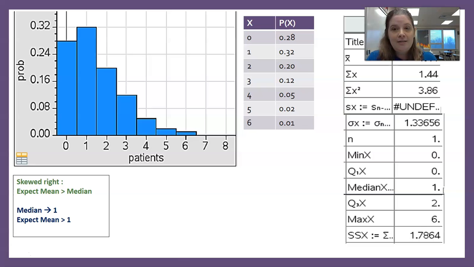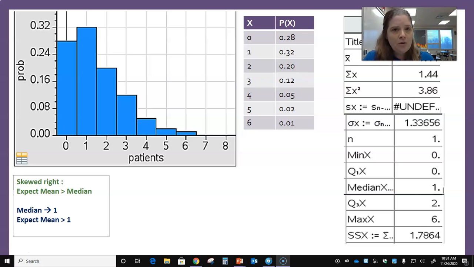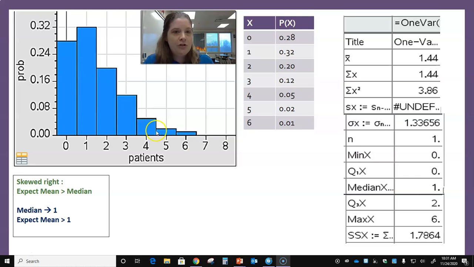So if I go back to the beginning, we looked at this one that was skewed to the right. And when it's skewed to the right, we expected the mean to be greater than the median. Here are those actual X and P of X values that you could either estimate off of your graph, or I typed them in to make the graph so I knew what they were. I expected the median to be 1. We expect the mean to be bigger than that.